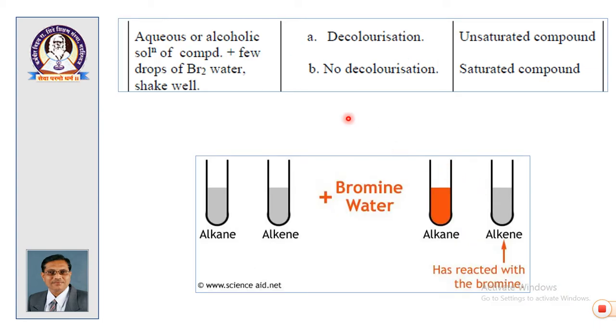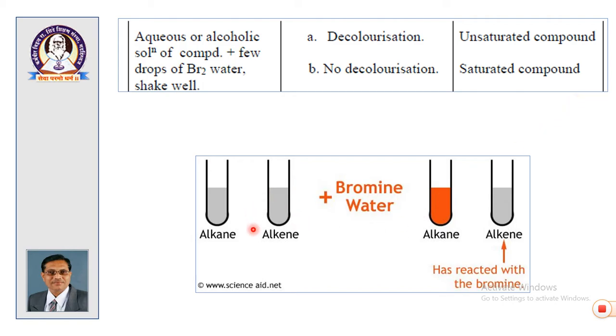Okay. A similar test is with bromine water, aqueous or alcoholic solution. Alcoholic solution for those compounds which are water insoluble. Aqueous or alcoholic solution of the compound plus a few drops of bromine water, shake well. Again the same type of observations are there. Decolorization shows an unsaturated compound, no decolorization shows a saturated compound. Of course, there is a third observation which is called decolorization with precipitate. It indicates presence of amines and phenols.